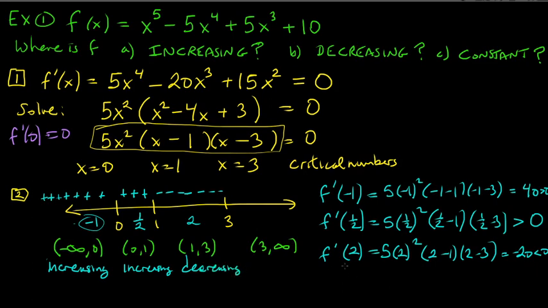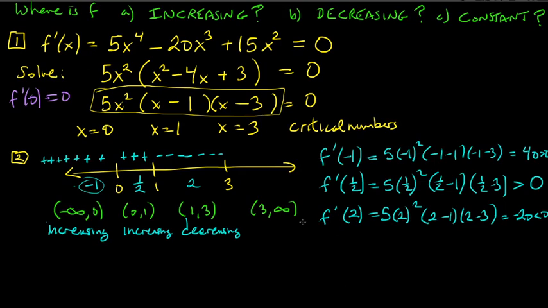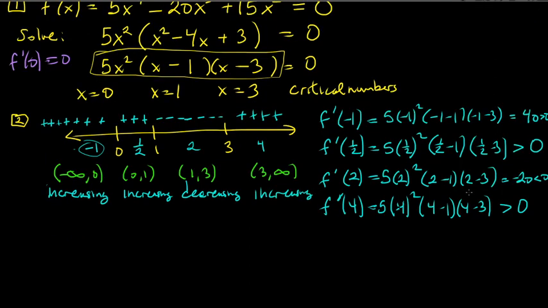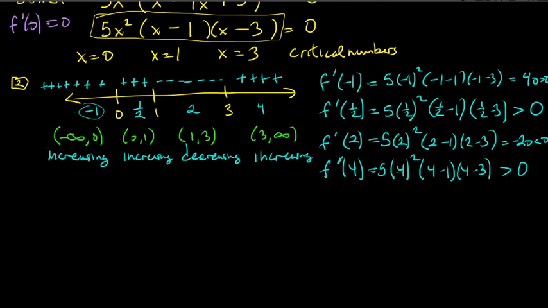And finally, pick your favorite number bigger than 3. I'll just use 4. Plug that into the derivative here. Now I think everything is positive, so whatever number that is, it's positive. So now we're back to positive, and when x is greater than 3, we're going to be increasing. So to answer the question, that's step 3 here. So f is going to be increasing.